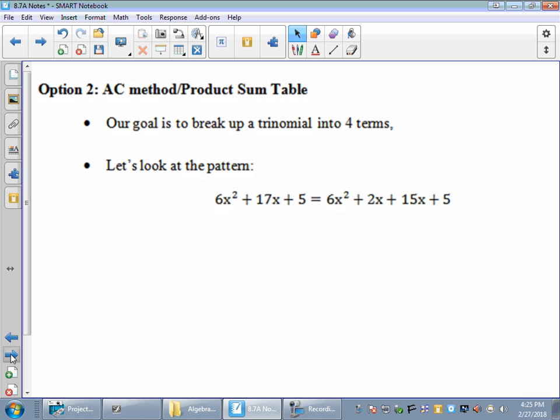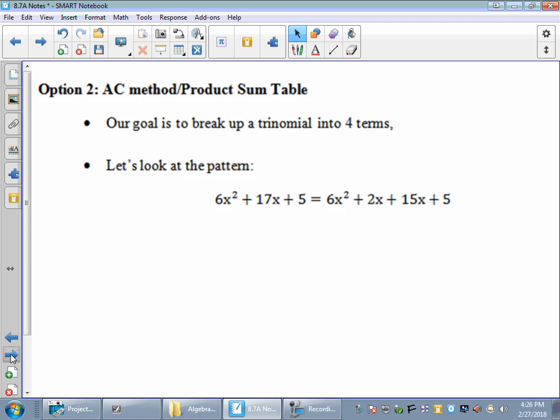Step number 2, option number 2. I call this the AC method. If you're talking to Ms. Stauffer, you might want to tell her it's the product sum table, but they're the exact same thing. What we're going to do for this method is we're actually going to make our polynomial bigger. Our goal is to break our trinomial into a 4-termed polynomial.